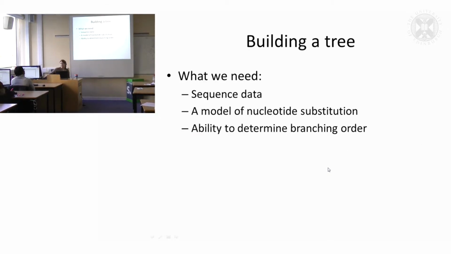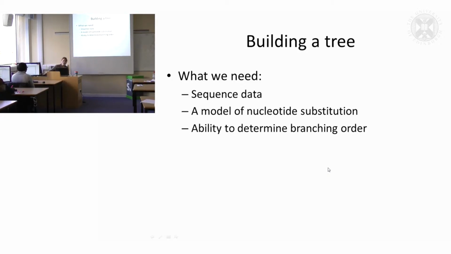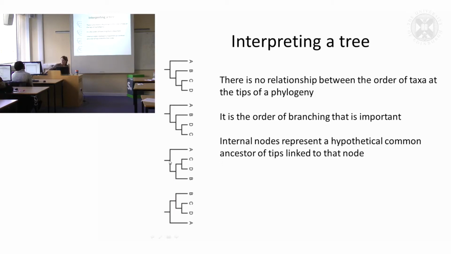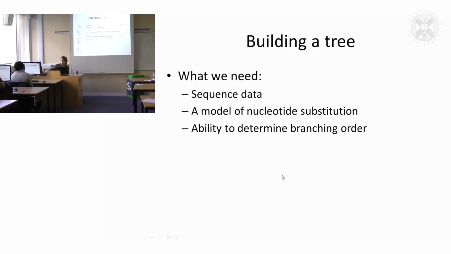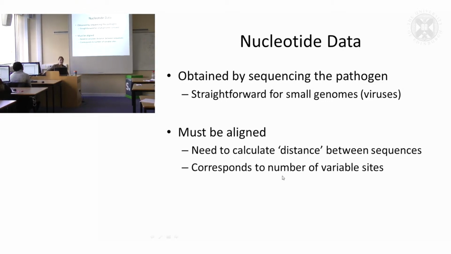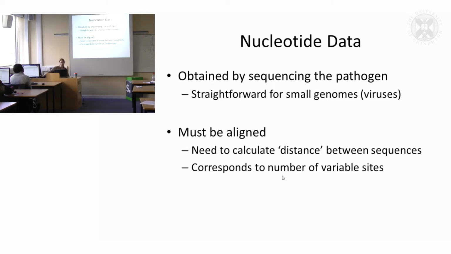Okay, so in order to build a phylogenetic tree, certainly, you need some kind of sequence data. In this case, it would be genetic sequence data. You need a model of nucleotide substitution, which I find a bit complicated, but I'll go over it really quickly. And you need an ability to determine this branching order, so to determine what the nodes are and how these are related to each other. So often phylogenetic trees are made with nucleotide data. You can also do it with amino acids, that kind of thing.